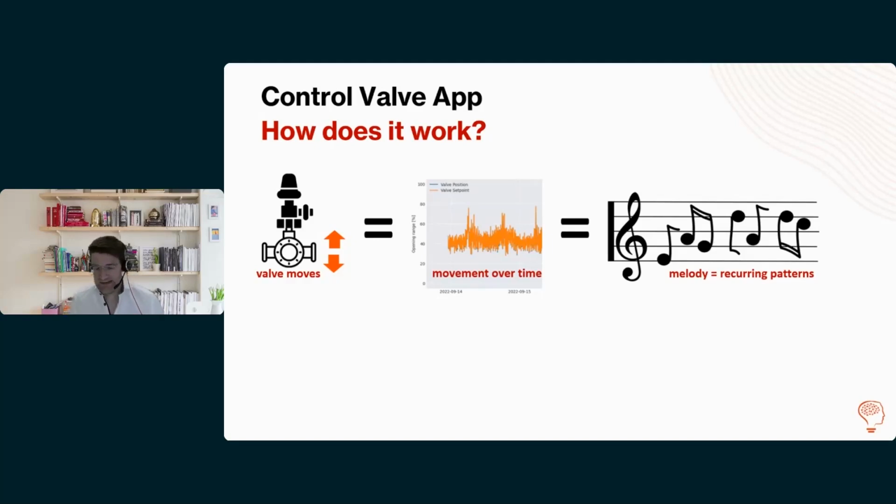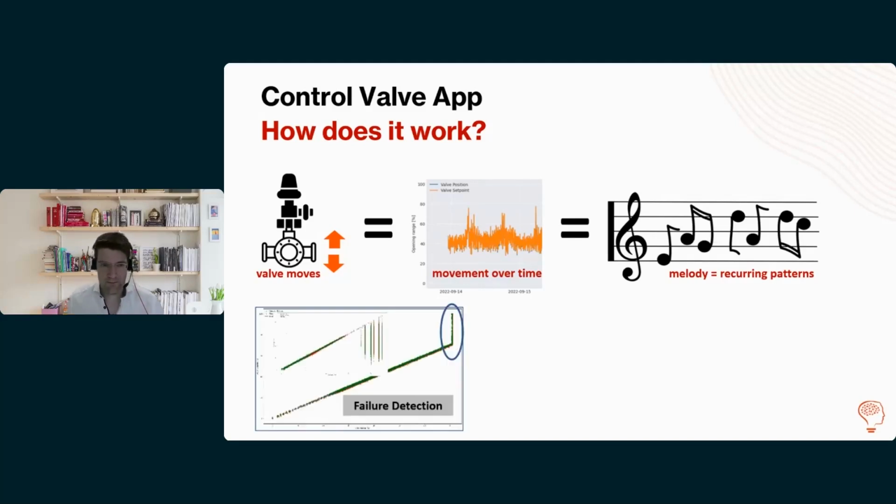And what we did is we developed a network of algorithms. Some of the algorithms are AI algorithms, some are expert algorithms, but it's a network of algorithms that is capable of listening to the music of your control valve, to the sound of your control valve, and detecting these various patterns. As a result, our algorithm is capable, for example, of detecting failures. Is there already a significant failure happening in the valve?